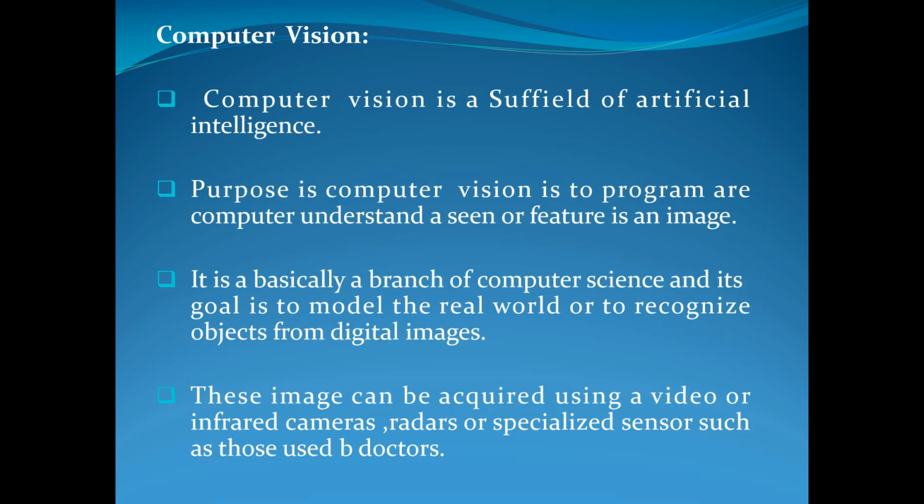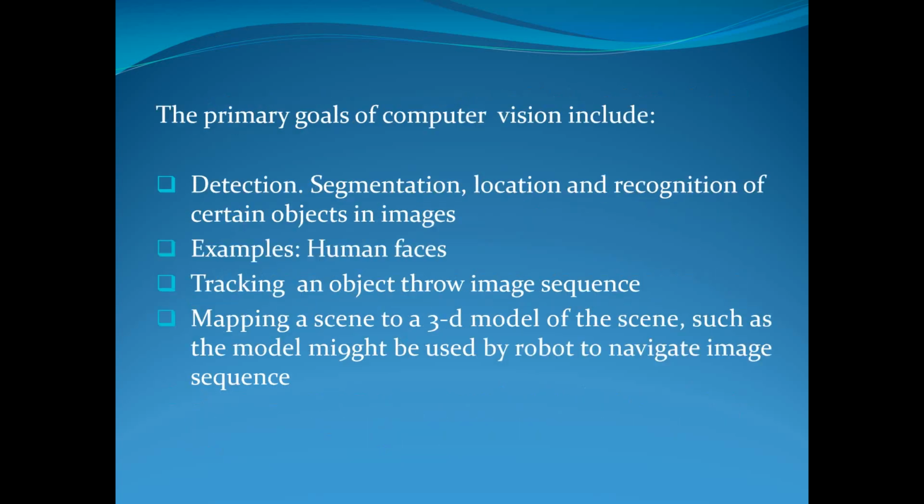Next is, what are the primary goals of computer vision? The primary goals of computer vision include detection, segmentation, location and recognition of certain objects in images, for example, human faces. Next, tracking an object through image sequence. Third one is mapping a scene to a 3D model of the scene, such as the model that should be used by a robot to navigate image sequence. Last one is estimation of 3D poses of humans and their limbs.